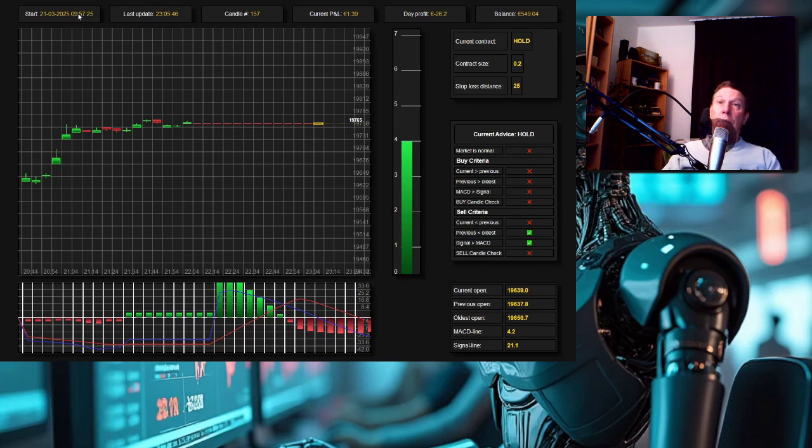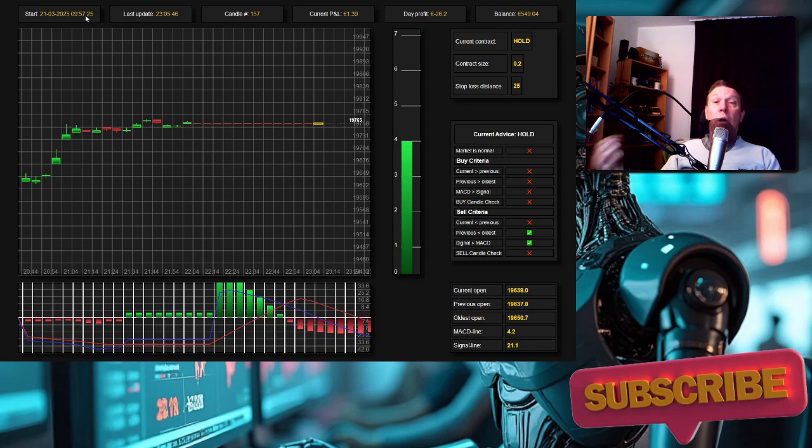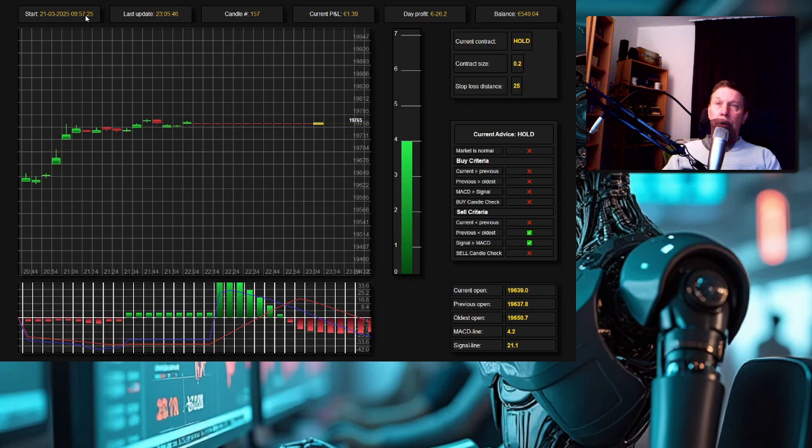I restarted the bot this morning at 10 because I had one small error in the bot with the bool contract open. I forgot to pass it on as a parameter to the function. But after I corrected it, the last profit or loss we had was €1.39, and in total we had a loss today of €26.20.